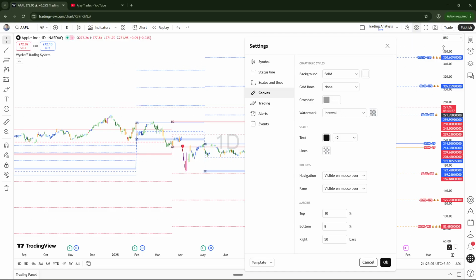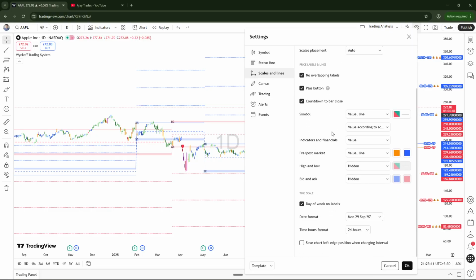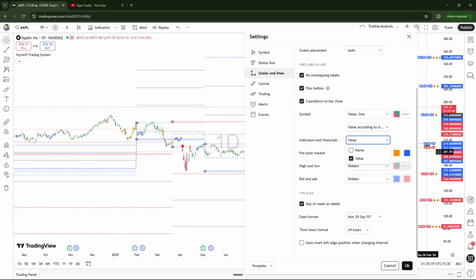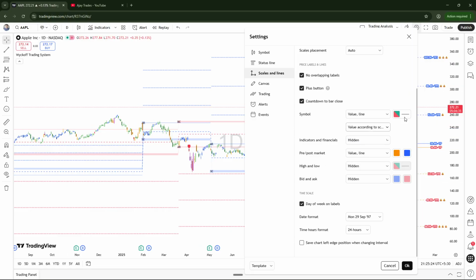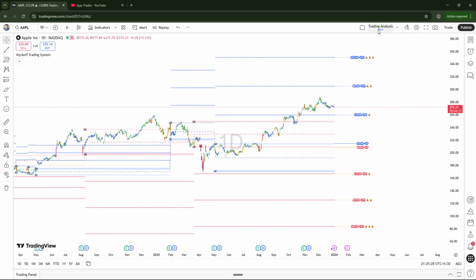All right, and these values that we see, this one we need to disable it. So symbol, value line, indicators, values, we don't plot that. If we plot that, you see all these lines and stuff, which is actually cluttering the chart. So let's just do that, and this is what we get.